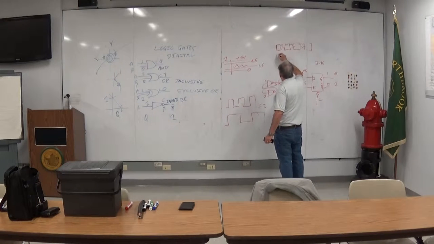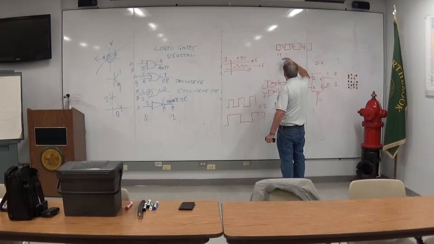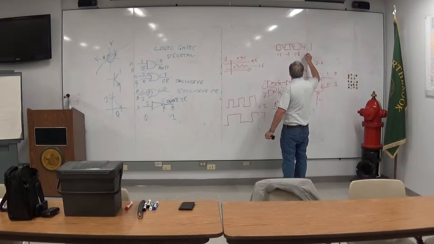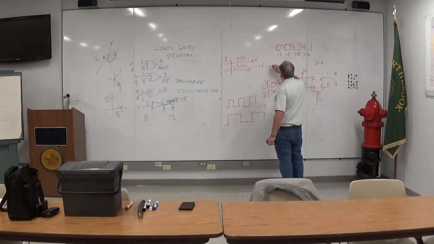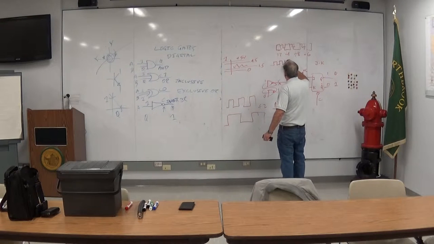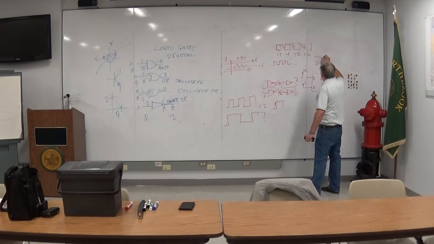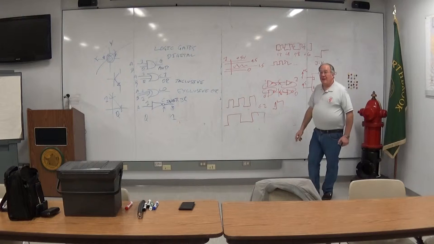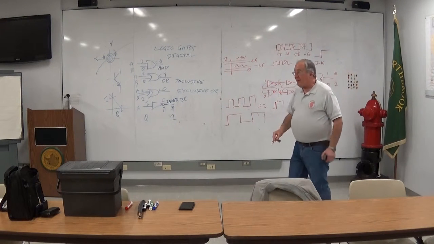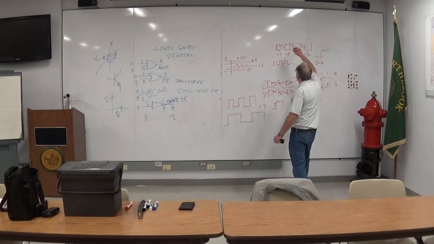So this one will divide by 2. This one will divide by 2 again, which will be like dividing by 4, by 8, by 16. So for every 16 pulses you put in here, you'll get 1 transition here. Divide by 16 counter.